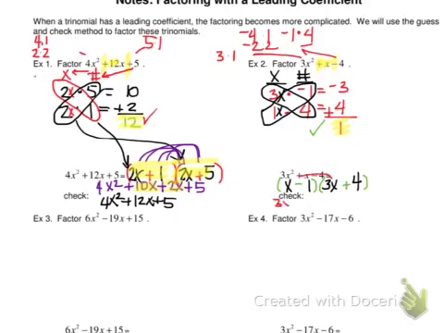X times 3x is 3x squared. X times 4 is 4x. Negative 1 times 3x is a negative 3x. And negative 1 times 4 is negative 4. When we combine our middle terms, we get 3x squared plus x minus 4, which is our original trinomial. So the correct factors of 3x squared plus x minus 4 are x minus 1 and 3x plus 4.